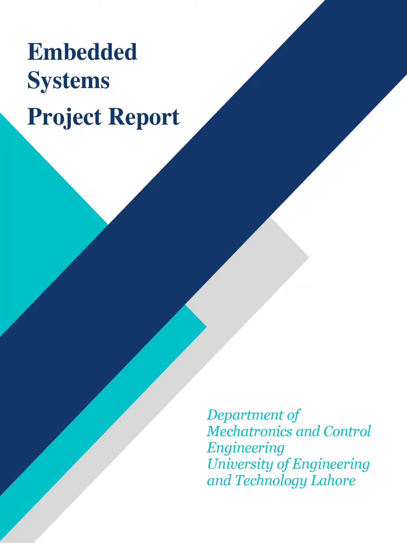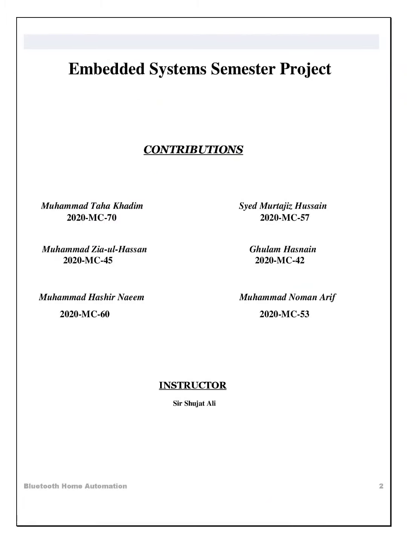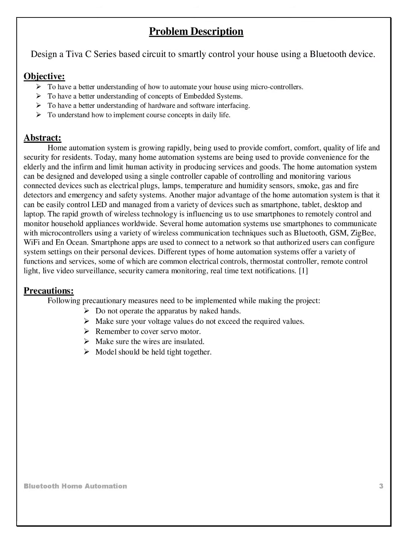Hello, in this video we are presenting the semester project of our embedded systems course, which is an important course of mechatronics engineering. We were supposed to design a TIVA C-series based circuit to smartly control your house using a Bluetooth device. Our major objectives were to have a better understanding of how to automate your house using microcontrollers, a better understanding of the concepts of embedded systems, and a better understanding of hardware and software interfacing. The fourth objective was to understand how to implement course concepts in daily life.